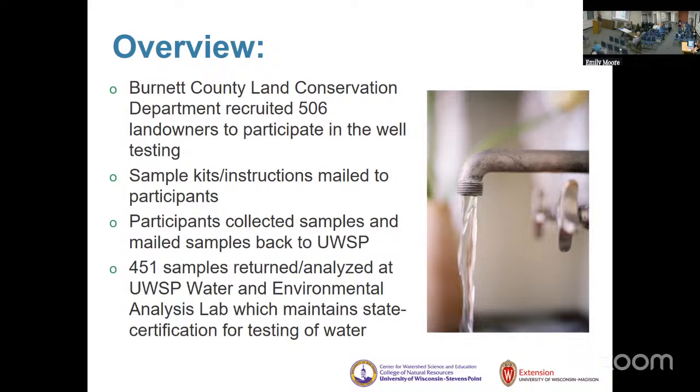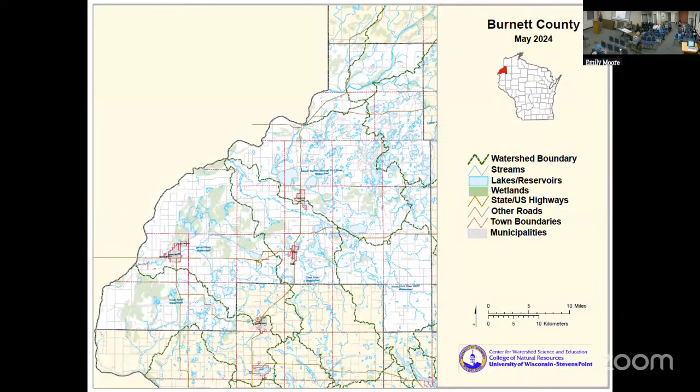We mailed sample kits and instructions to those individuals. Most of you here probably participated in that. Hopefully the instructions were clear, relatively simple. You mailed it back to us, and approximately 451 of those kits were returned and analyzed at the UW-Stevens Point Water and Environmental Analysis Lab. So that's where the information that I'm going to present is coming from. And my goal is to help you better understand what those results mean, and then help you better understand Burnett County groundwater quality.